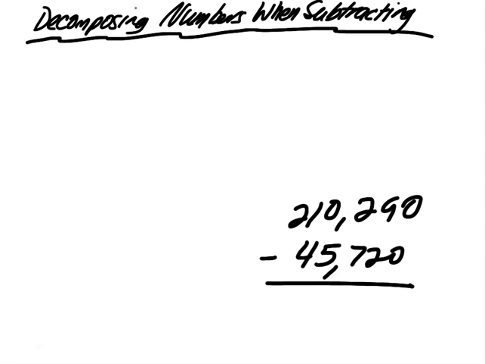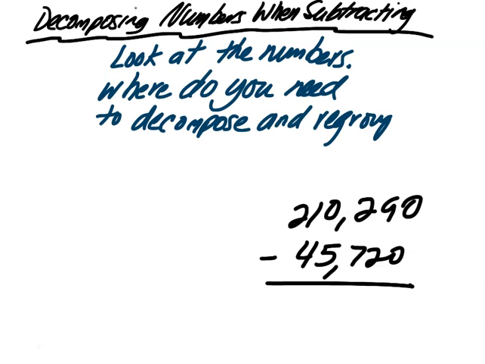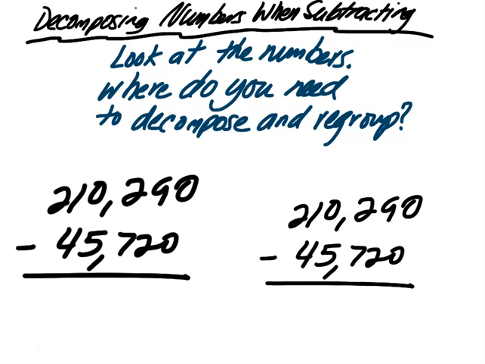So here we go. I'm going to take the subtraction problem, 210,290 minus 45,720. Look at the numbers. Where do you need to decompose and regroup? Well, I notice I'm good to go on both the ones place and the tens place. Where the trouble begins is in the hundreds place. I'm going to have to do some decomposing.